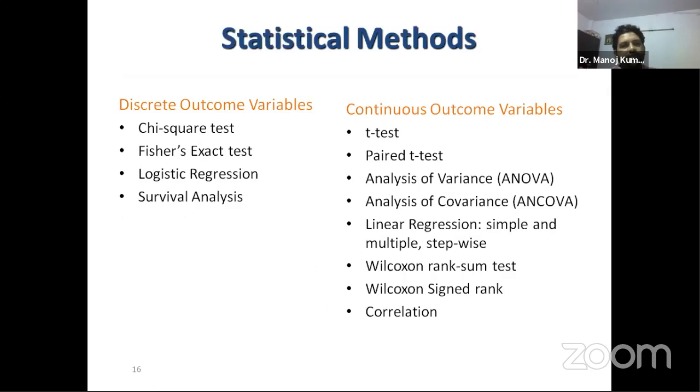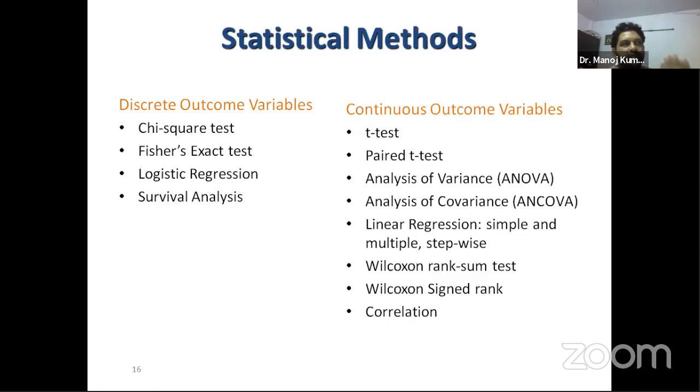non-parametric tests. These are the two divisions of the variables. Here I'm just trying to explain the data types. There are two types of data. One is nominal and ordinal, the other is interval and ratio. Nominal and ordinal data have the chi-square test, Fisher's exact test, logistic regression, and survival analysis. These come in the form of nominal data.